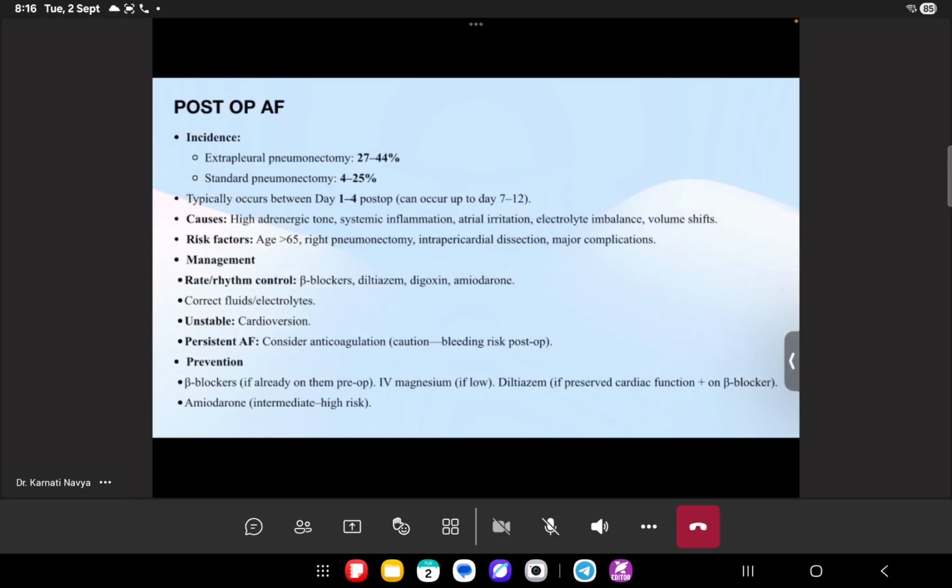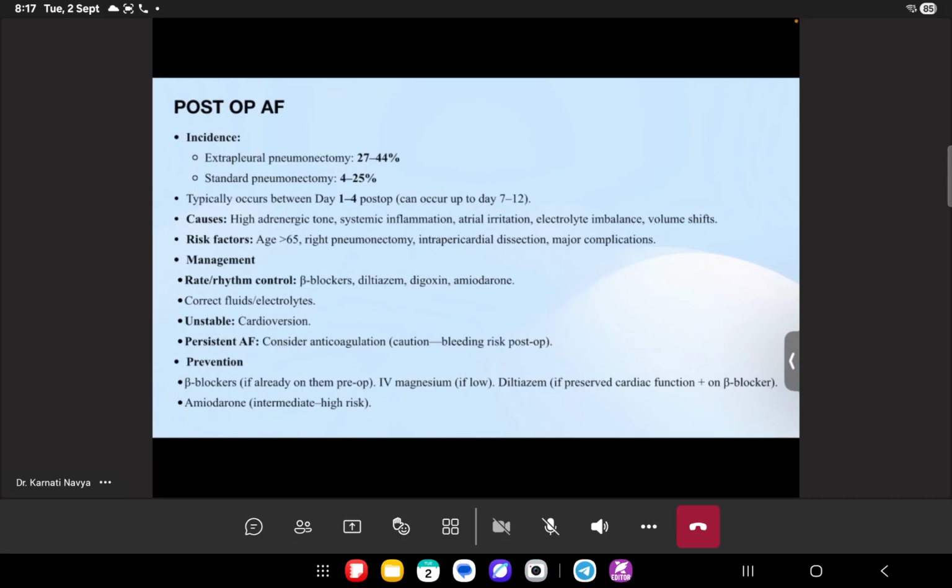Postoperative atrial fibrillation: the incidence is higher with extrapleural pneumonectomy, which is 27 to 44%, whereas with standard pneumonectomy it is around 4 to 25%. It usually occurs between day 1 to day 4 post-op and can occur up to day 7 to day 12. Causes are high adrenergic tone, systemic inflammation, atrial irritation, electrolyte imbalance, and volume shifts.